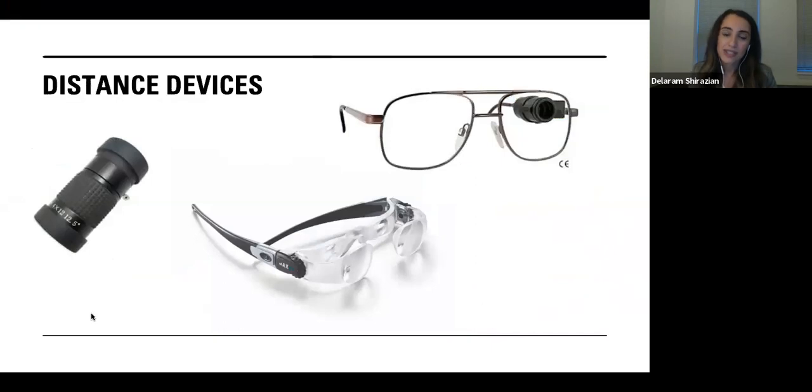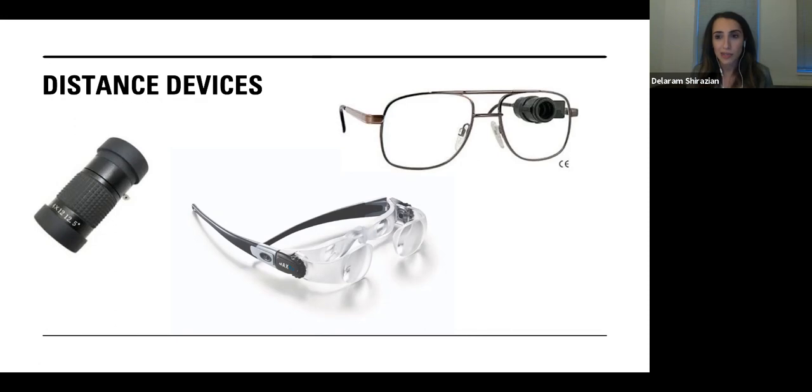So some common distance devices. The first one here is a handheld monocular telescope. So this is utilized a lot for spot reading in the distance. So if you're waiting for the subway and you want to know how many more minutes your train has, this is a really nifty device to just put over one eye, focus it, see what you need to see, and then put it back down.